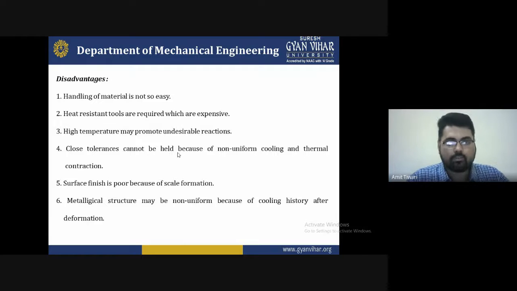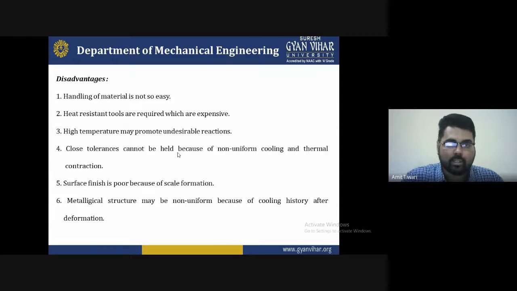Now the disadvantages. There are some disadvantages of hot working also. The first is that handling of the material is not easy, because they are working at a hot temperature. Too much temperature is applied to the material, and at increased temperature it is very dangerous to handle easily. So some precautions must be taken, and especially skills are required to do the hot working process.